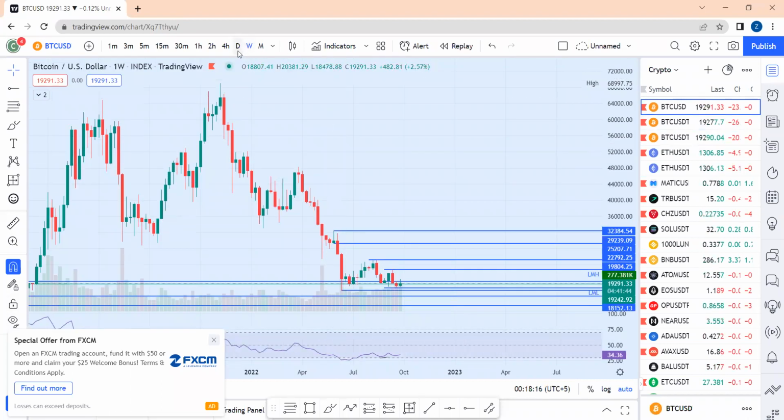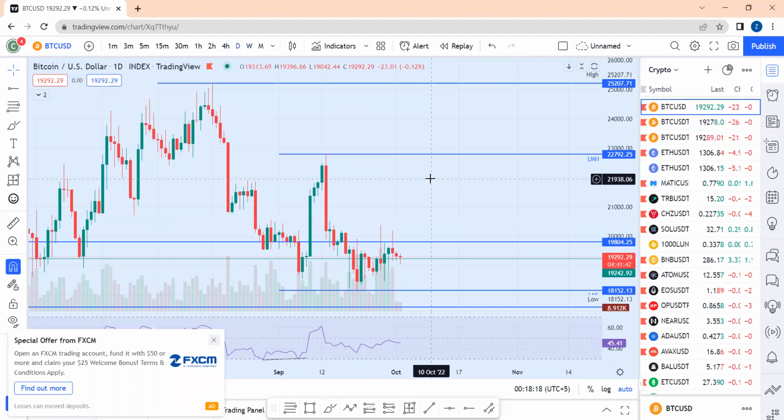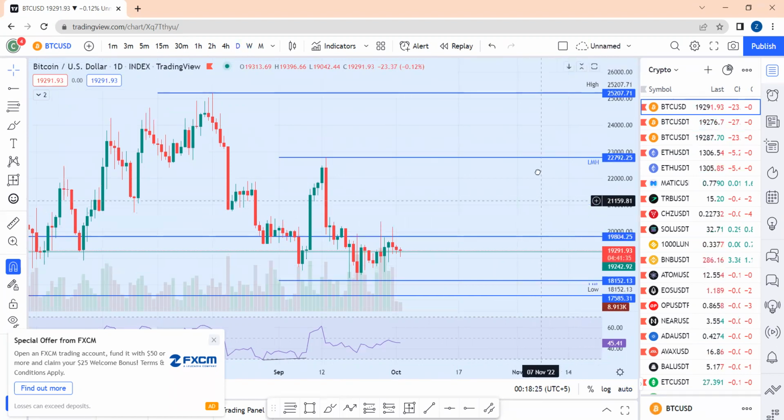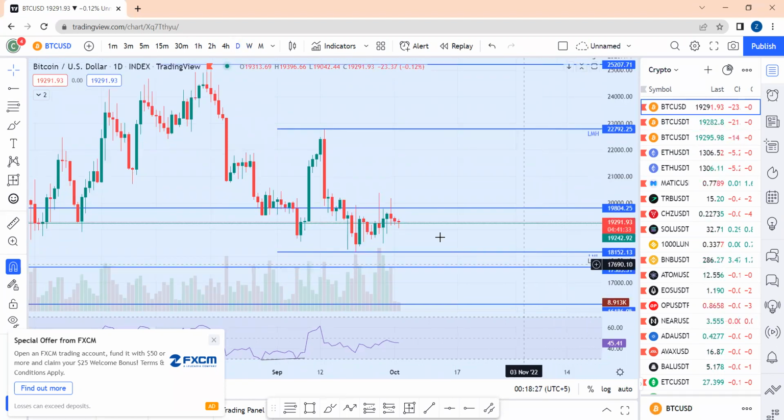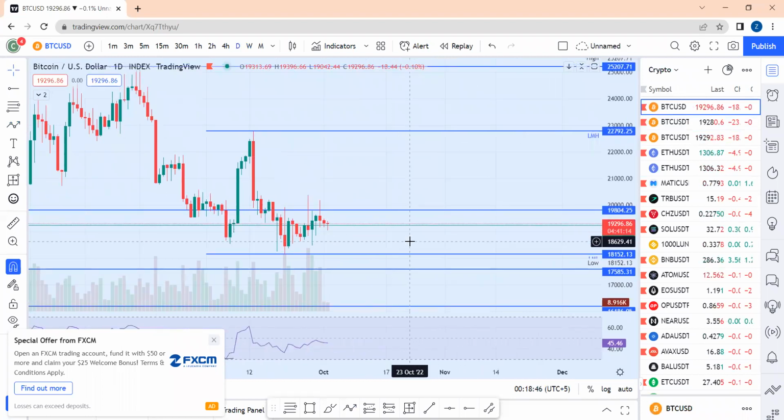Sorry. Now if we go to daily, you can see the daily ranges: last month high is 22,800, last month low is 18,152. We are around this, and we are expecting a dump. So I would like, if we go down here, we grab some liquidity, and then I will look for a long.